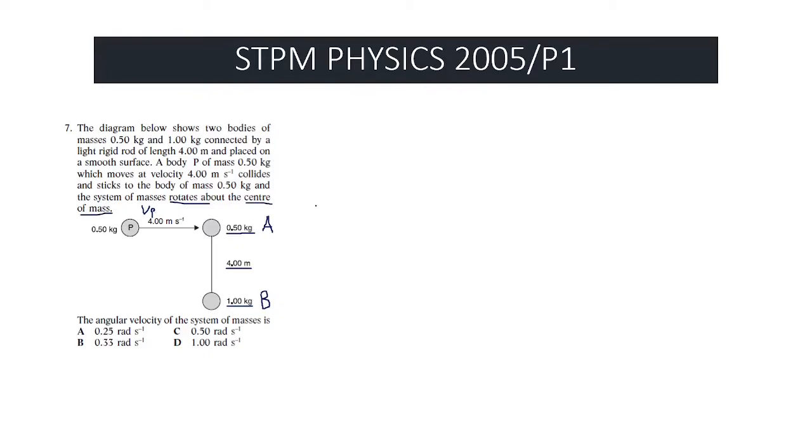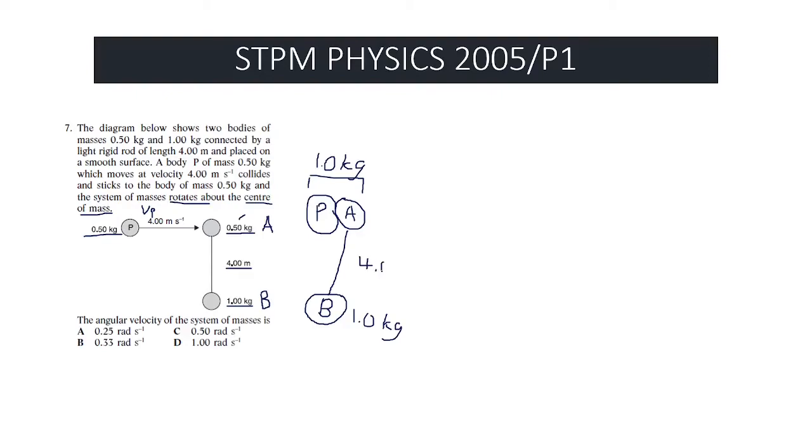After the collision, the body P and body A stick together. Now the total mass of P and A is just 1.0 kg. You just add the 0.5 and this 0.5, and A is still connected with B. So B has 1.0 kg, and the length of the rod is still 4.0 meters.